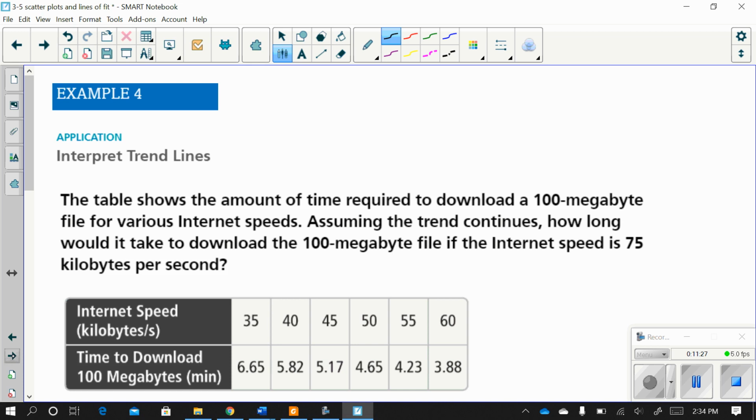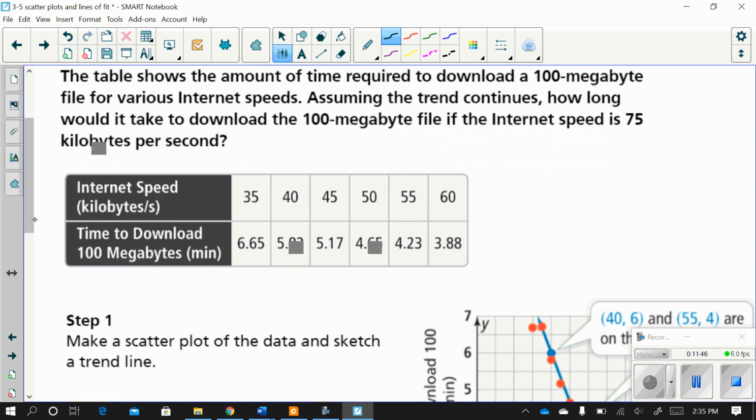Okay, so let's interpret some trend lines. The table shows the amount of time required to download a 100 megabyte file for various internet speeds. Assuming the trend continues, how long will it take to download the 100 megabyte file if the internet speed is 75 kilobytes per second?